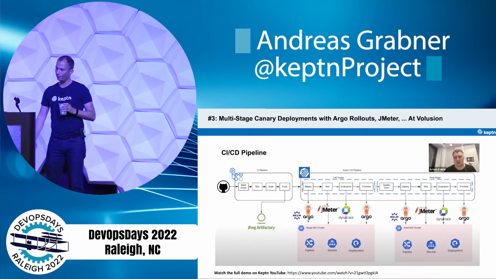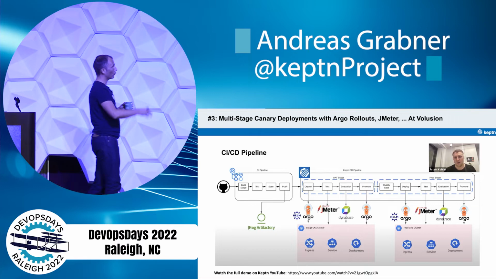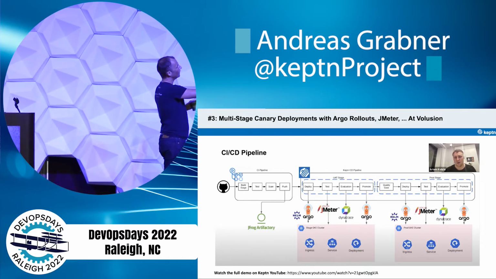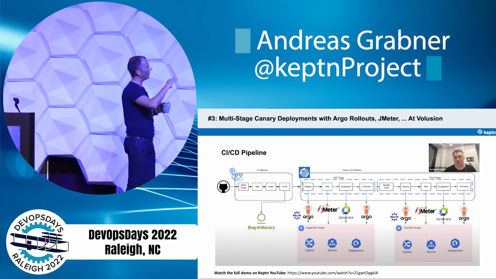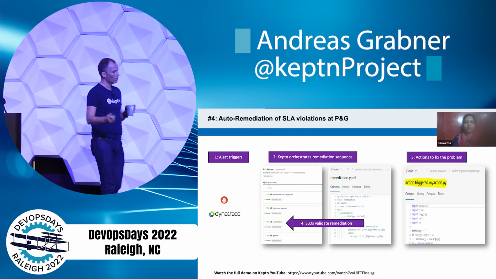Then we have the guys from Volusion. They do kind of what I showed earlier. They have JFrog in the front, which then triggers a Keptn multi-stage delivery pipeline using Helm and Argo Rollouts, JMeter, Dynatrace, and so on.